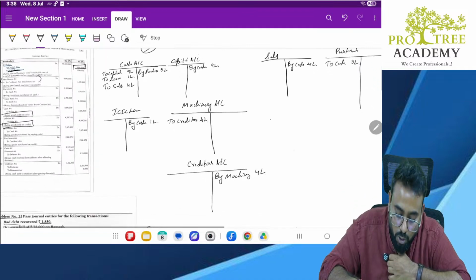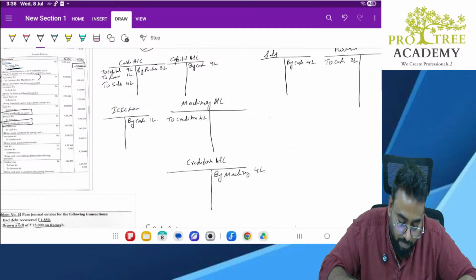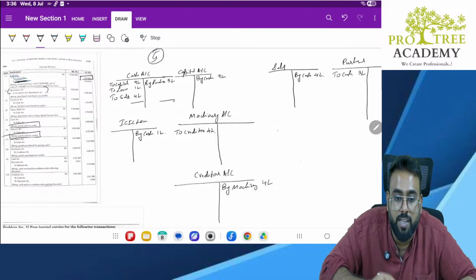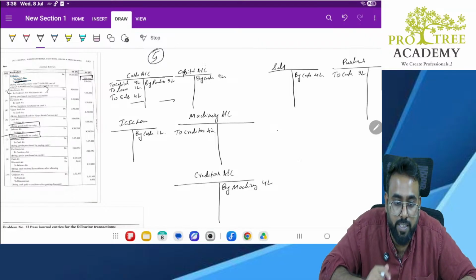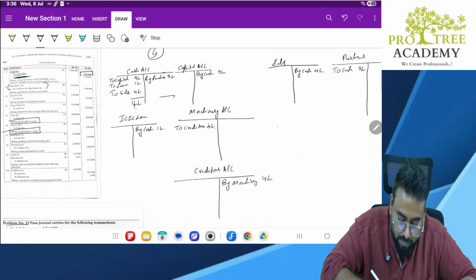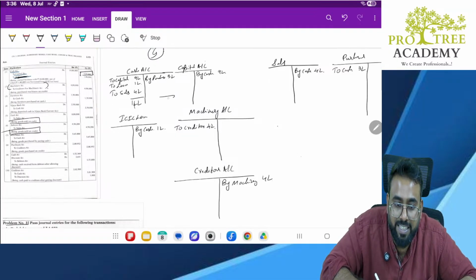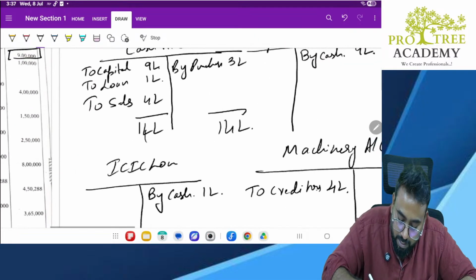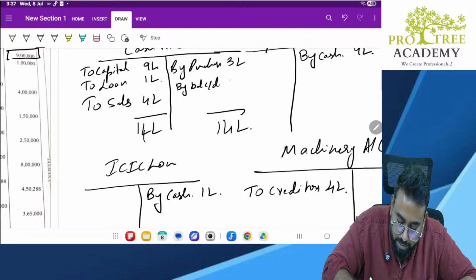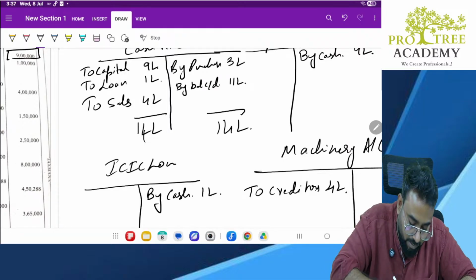Now let's close these accounts. How to close cash account? Total it. Cash is what type of account? Asset account. Which balance should it always have? Correct or no? Total 14 lakhs. Here, how much is the balance? 3 lakhs. But it should also be 14 lakhs. So what is happening? The remaining will go as by balance carried down. How much? 11 lakh.